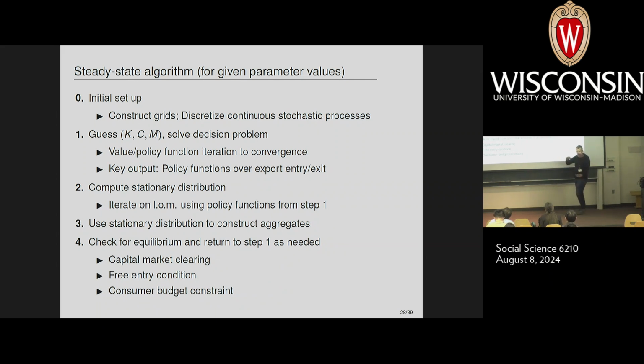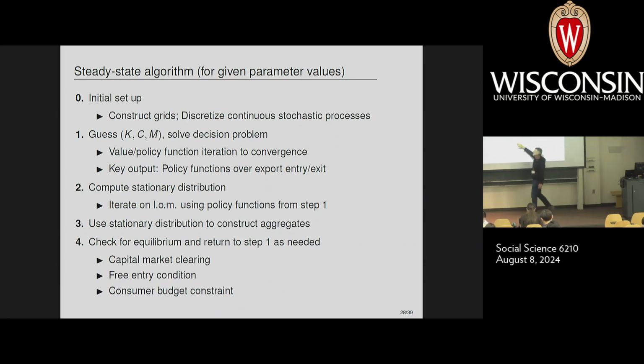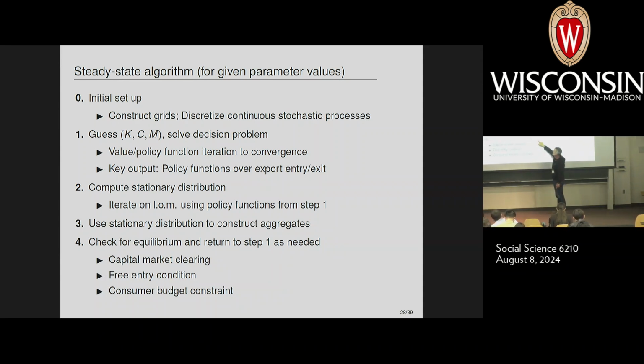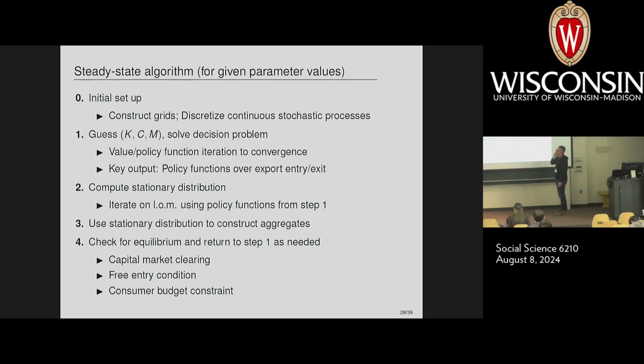Now I have that double fixed point. I've got my guesses of K, C, and M are right, and all the value functions have converged, and I've got some prices, and everything's done. Of course, typically that's not true, and so I cycle back up to point one, right?